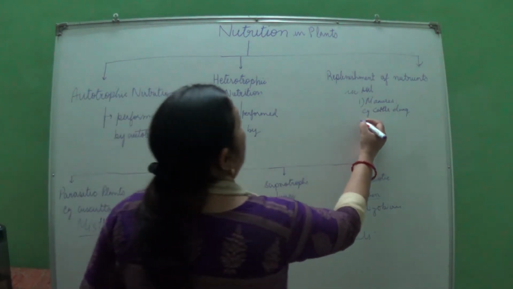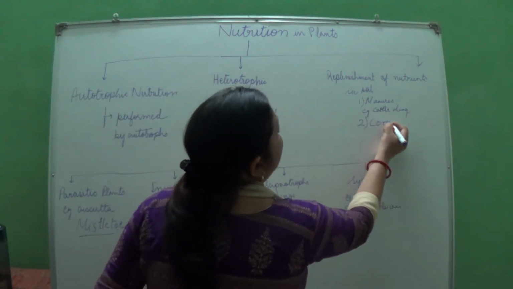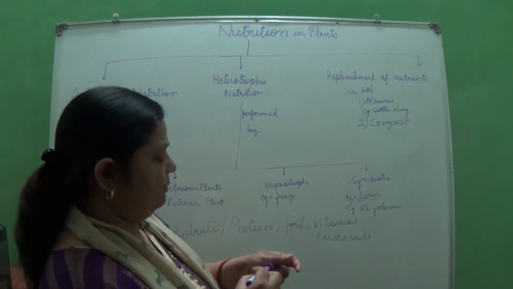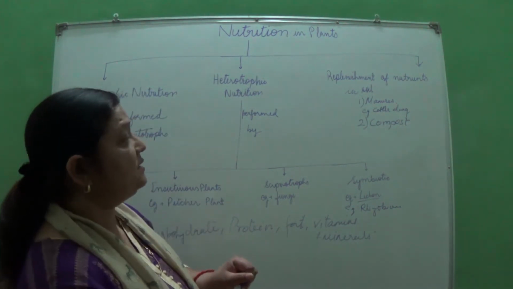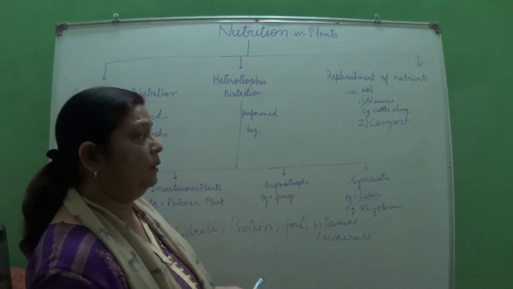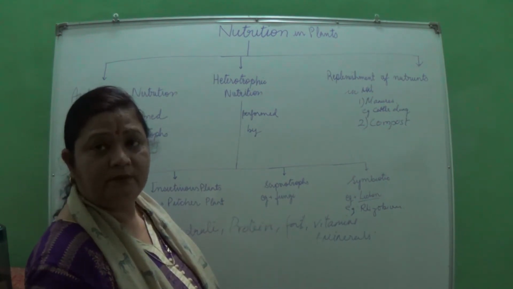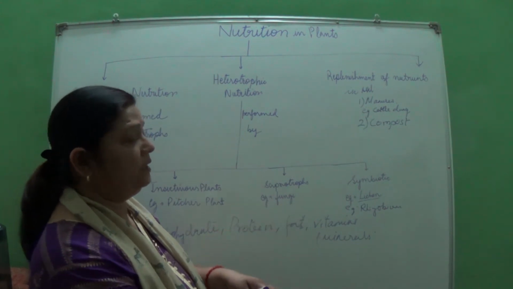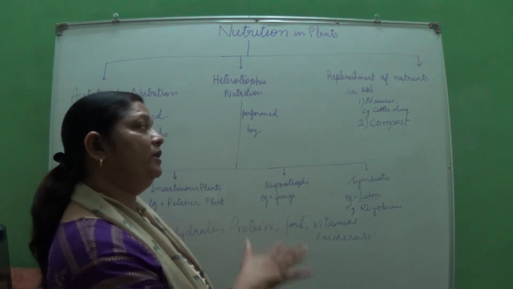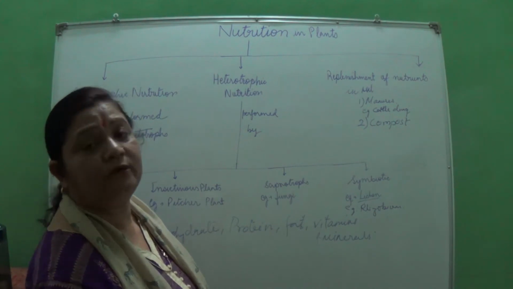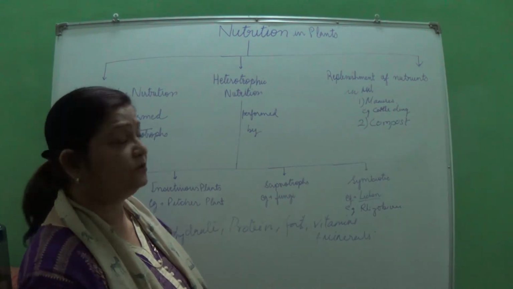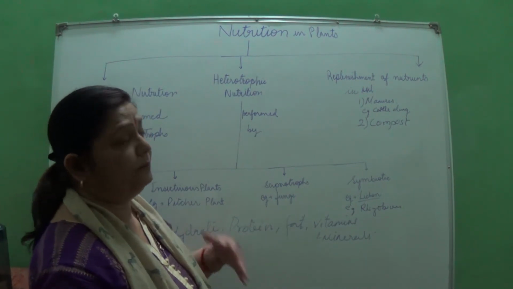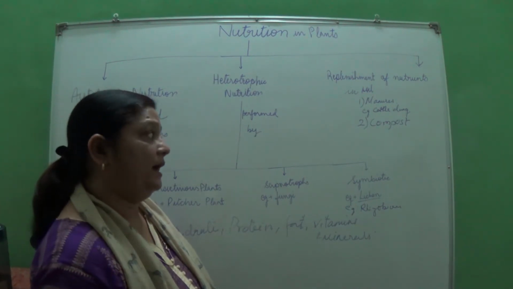Second is compost. This compost is prepared from the biodegradable waste of our houses. What do we do in this? We take all the biodegradable waste, even fallen leaves, dig the soil, put it inside, cover it with soil and leave it for a few days. It turns into compost, which is very fertile, and it adds to the fertility of the soil where we are adding it.